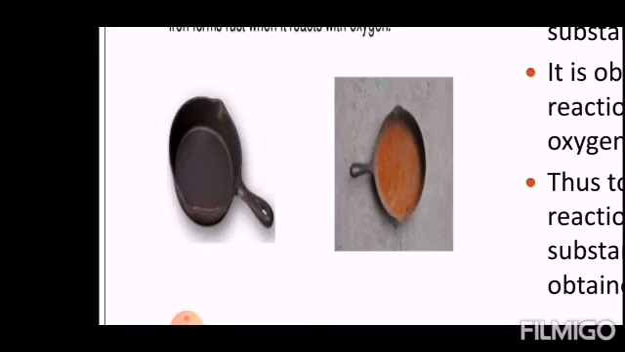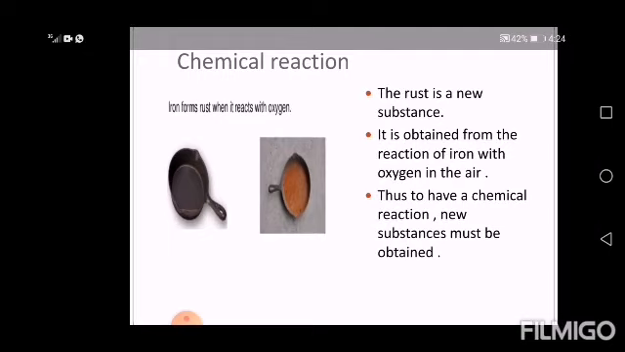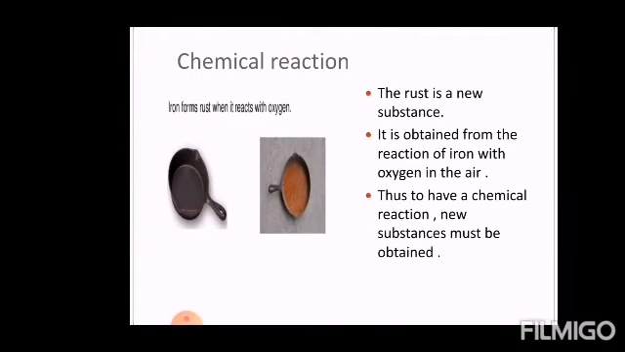The rust is a new substance, so we say that a chemical reaction took place here between iron and oxygen in order to form a new substance which is rust. So, to have a chemical reaction, new substances must be obtained. In this case, rust is obtained.